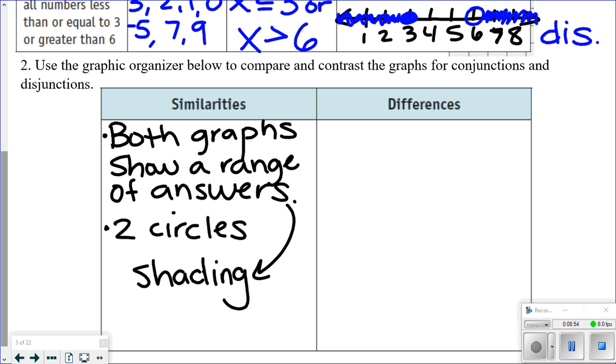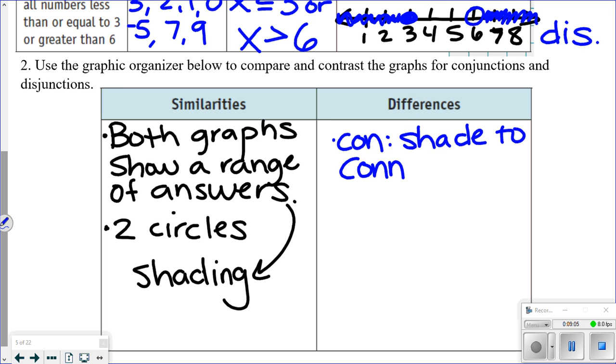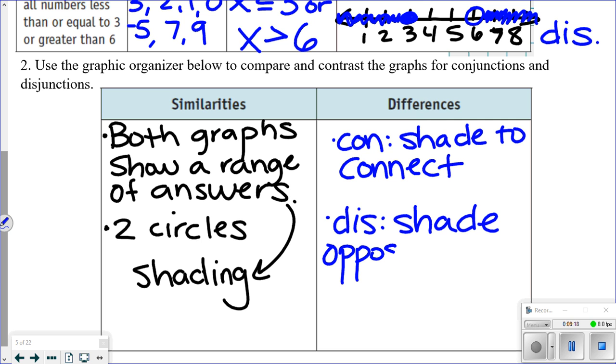Differences. Conjunction, we shade to connect, or we shade in the middle of the two circles, two points. Disjunction is disconnected, or we're shading apart or opposite ways. Yes, some circles are open and some circles are closed. Good.